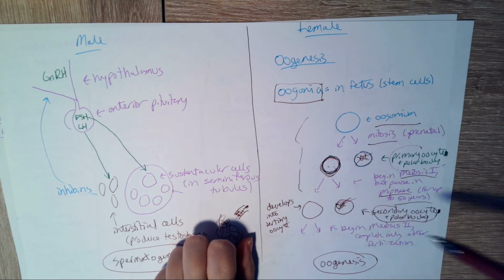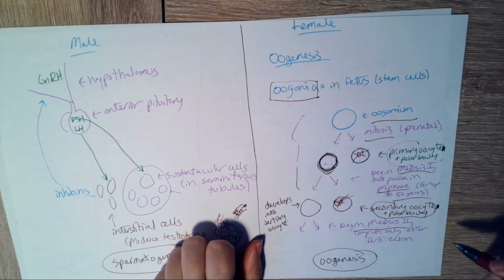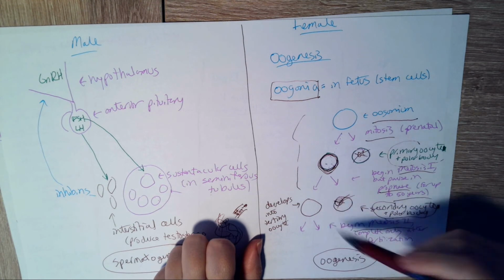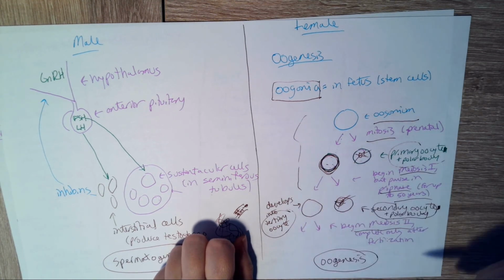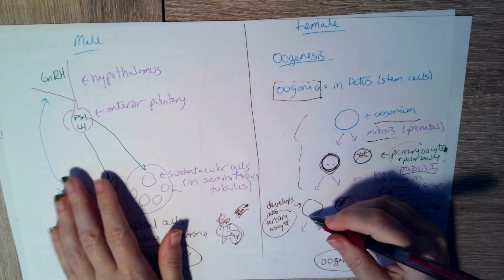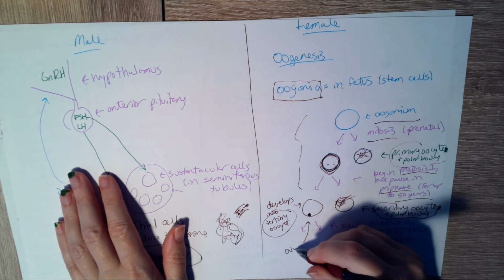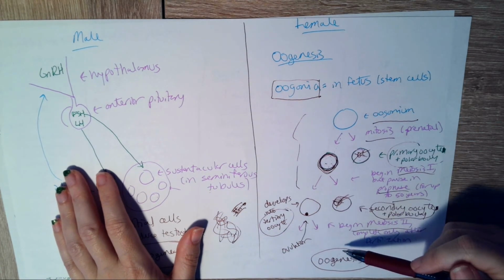So this secondary oocyte itself is going to begin meiosis 2, but it's not going to finish. It's going to pause, just like the primary oocyte paused in the middle of meiosis 1. While the secondary oocyte is paused in the middle of meiosis 2, it's going to develop a little further into a tertiary oocyte. Now, that is what would eventually be ovulated out of the ovary, which we're going to get into in a second.